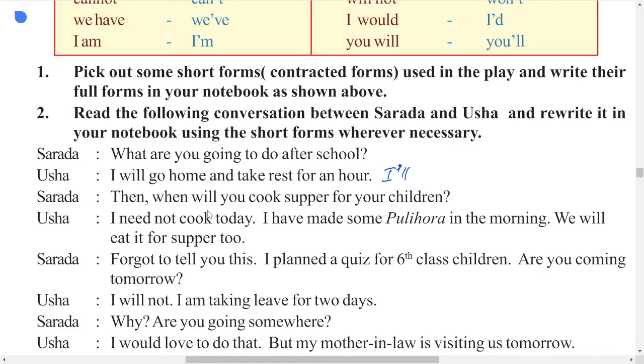Then, when will you cook for your children? There is no short form here. We cannot. I need not cook today. I have made some pulihara. So here we can use I apostrophe V. Next one, we will, again we can go for W apostrophe double L.